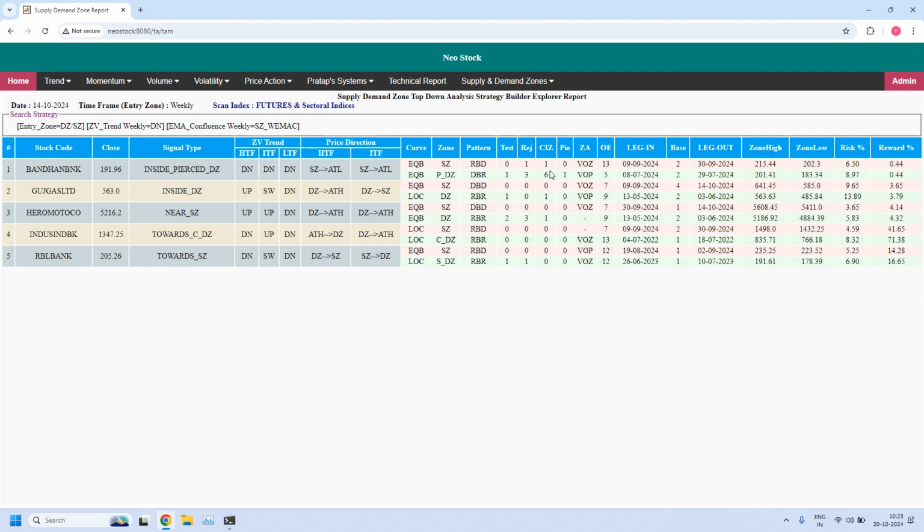Here first one, Bandhan Bank, is already, any pierced zones are there? No. None of them are pierced zones. Only demand zone is pierced. But we are looking for supply zones. So our supply zones are not pierced. And these supply zones are having EMA confluence. And also the trend is downtrend. That way any short trades you want to plan, you can plan in these stocks.